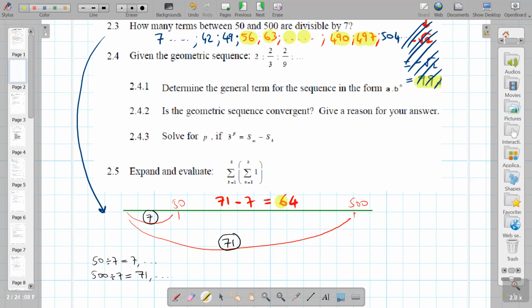So this is one way. If you divide 50 by 7, then divide 500 by 7 and find their difference, that's not a bad way. So it can be solved in this approach. So n is 71 minus 7, which is 64.